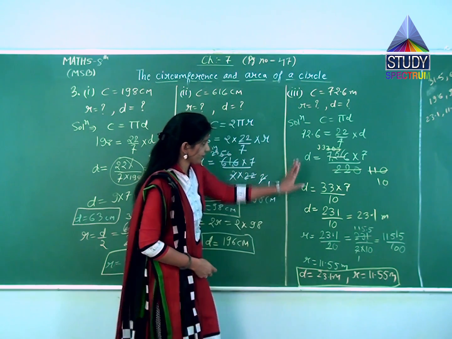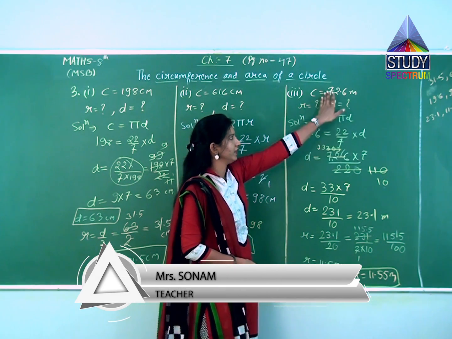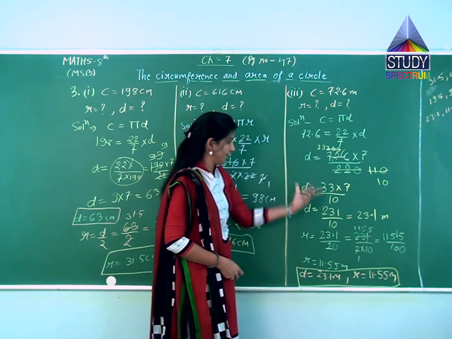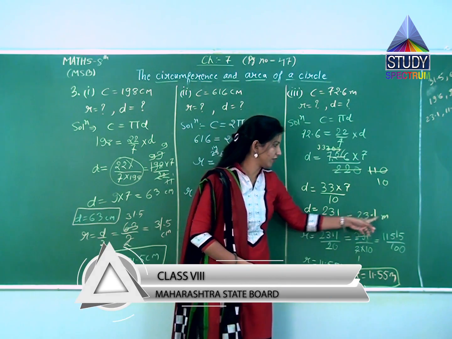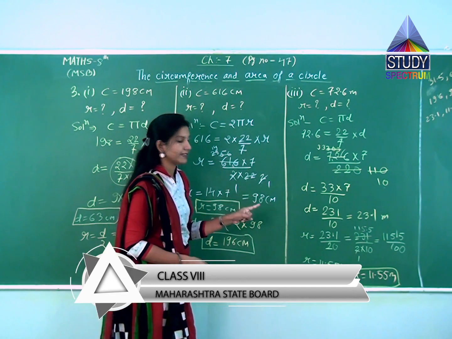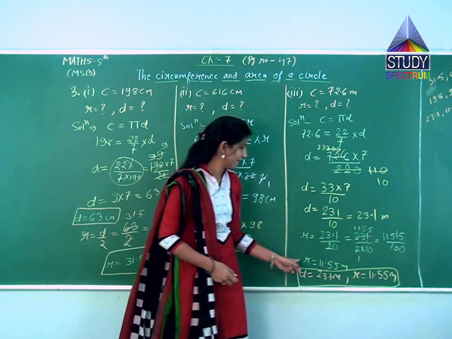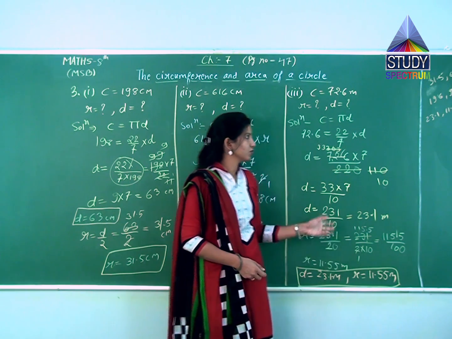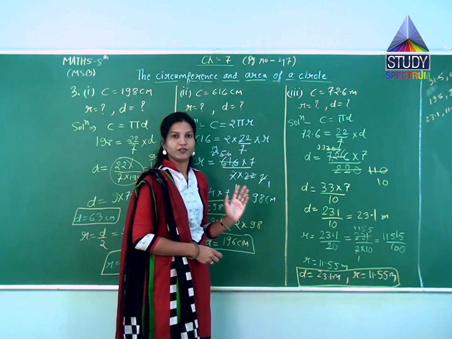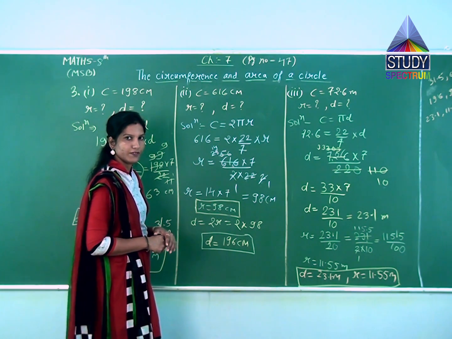In this question, we have put the value of circumference, 22 by 7, as it is, and d. We don't have d, we have to find out the value of d. Now after solving we get d as 23.1 meter. But for finding the radius we have to divide this d by 2. So we divided 23.1 by 2 and we get 11.55 as our radius. So this third question is completed in which the circumference was given and we had to find out the radius and diameter. Now let's move to fourth question of the exercise.